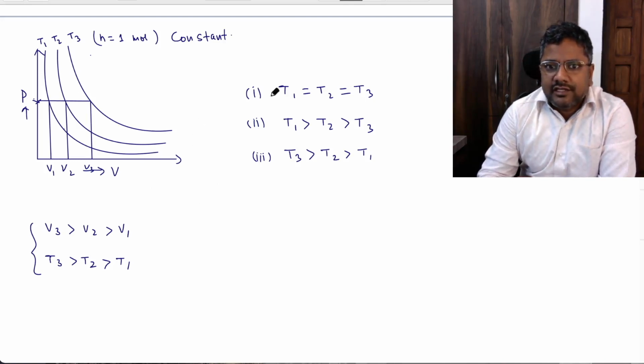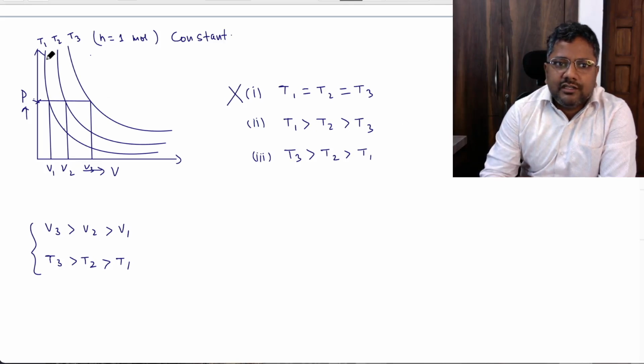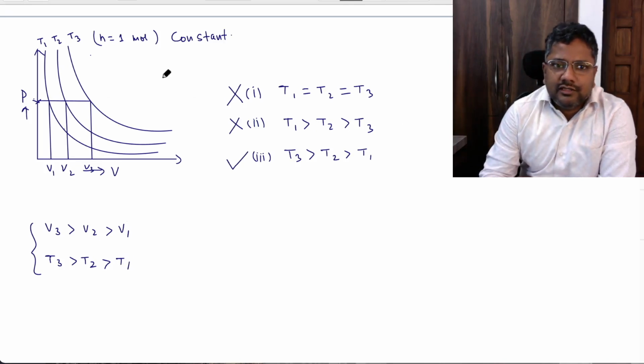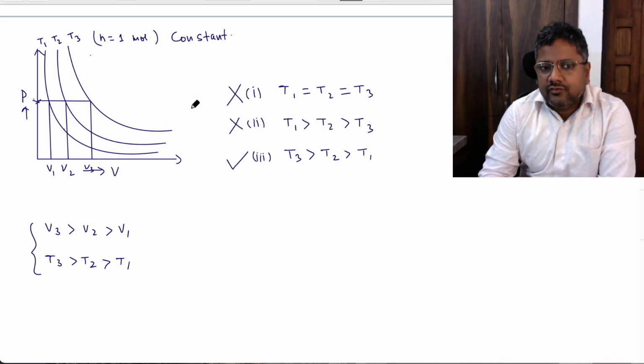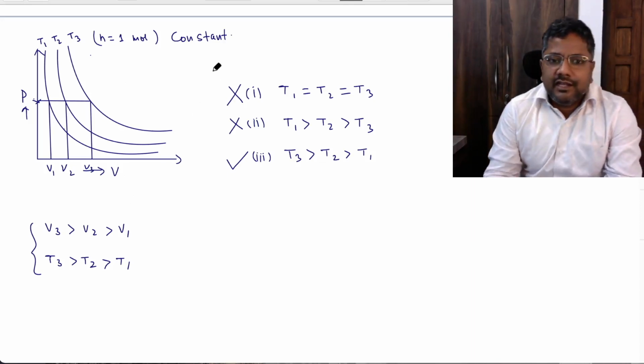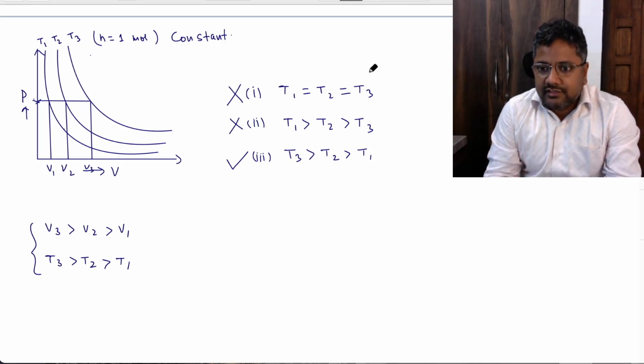So you cannot say T1 is equal to T2 is equal to T3. This is not correct here. T1 is greater than T2 is greater than T3, this is also not correct. The correct option is this, right? So in this way you can try to solve such type of problems, right? N and T should be constant. Okay.